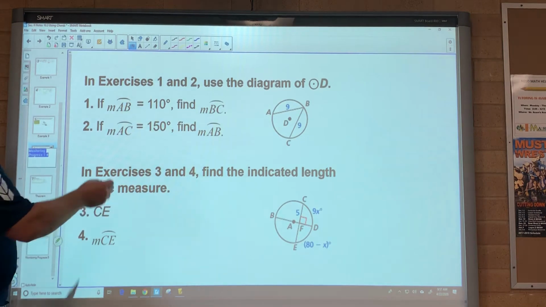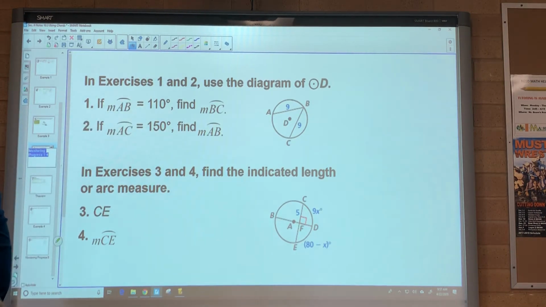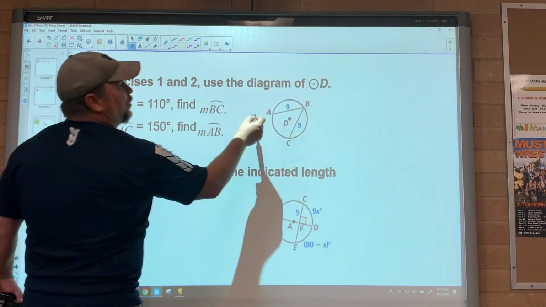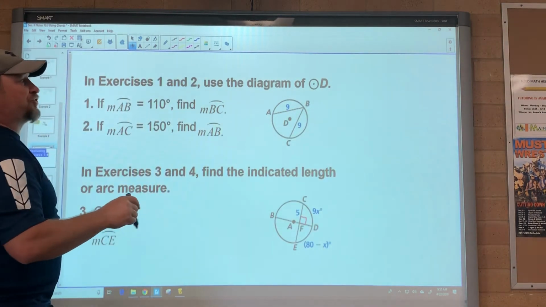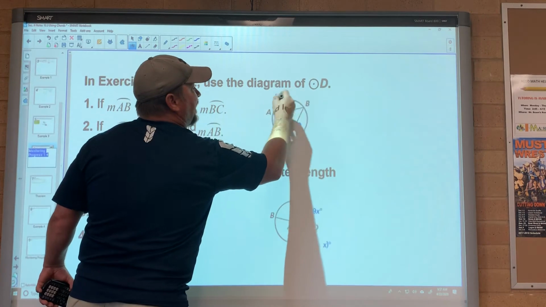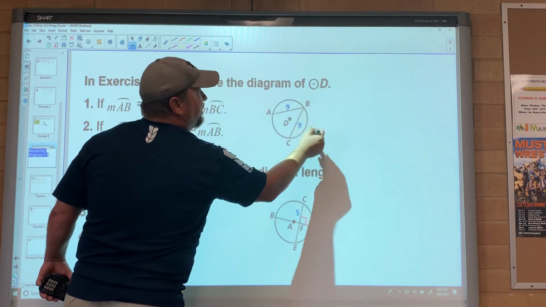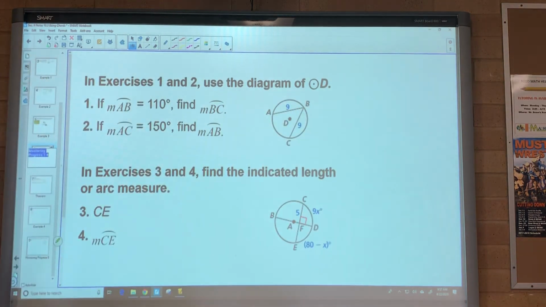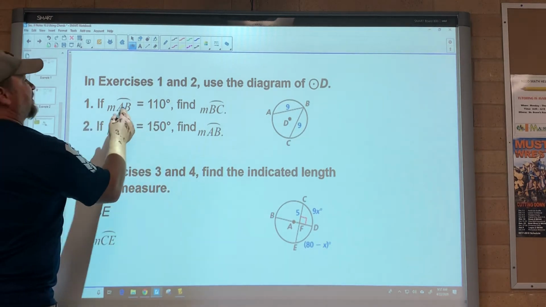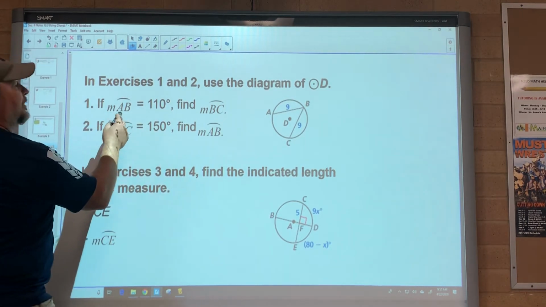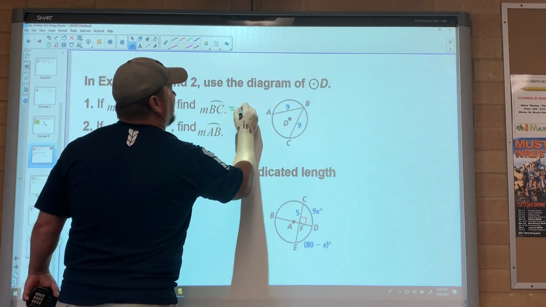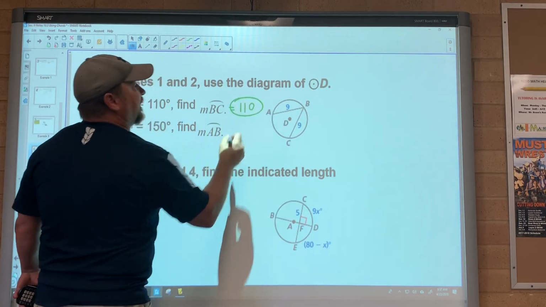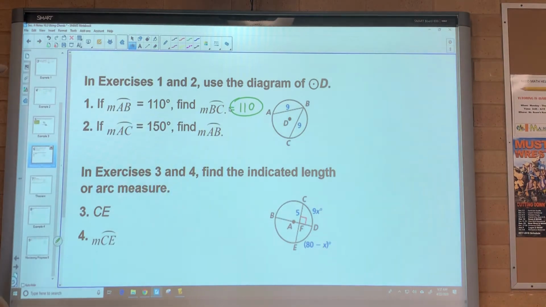Here's some examples. In this picture, we've got a circle D. Circle D has two chords that are exactly the same distance. We know that if that's true, then arc AB should be the same as arc BC. Does that make sense? Well, they're saying that in this first problem, arc AB is 110. Find arc BC. Well, it should be 110. By the way, that's a minor arc again.